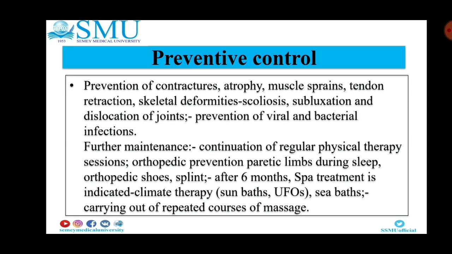Further maintenance: continuation of regular physical therapy sessions, orthopedic prevention, paretic limbs during sleep, orthopedic shoes, splint. After 6 months, spa treatment is indicated, climate therapy, sea baths, carrying out of repeated courses of massage.